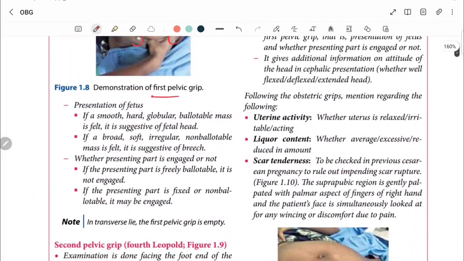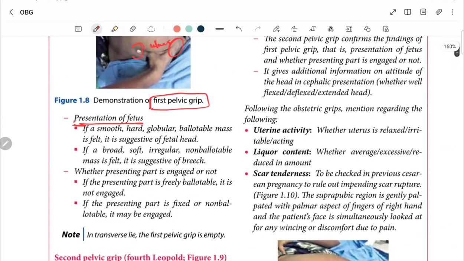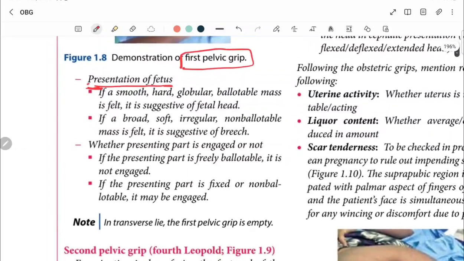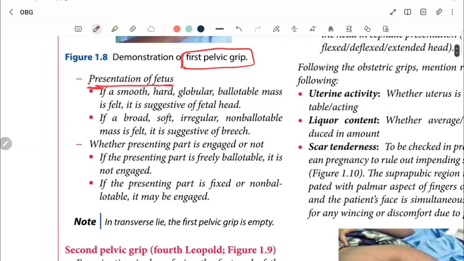So the first pelvic grip is mainly done to identify the presentation of the fetus. So you need to know what is the presenting part of the fetus. Suppose if it is a smooth, hard, globular, ballotable mass, then it is suggestive of fetal head. If a broad, soft, irregular, non-ballotable mass is felt, it is suggestive of breech.